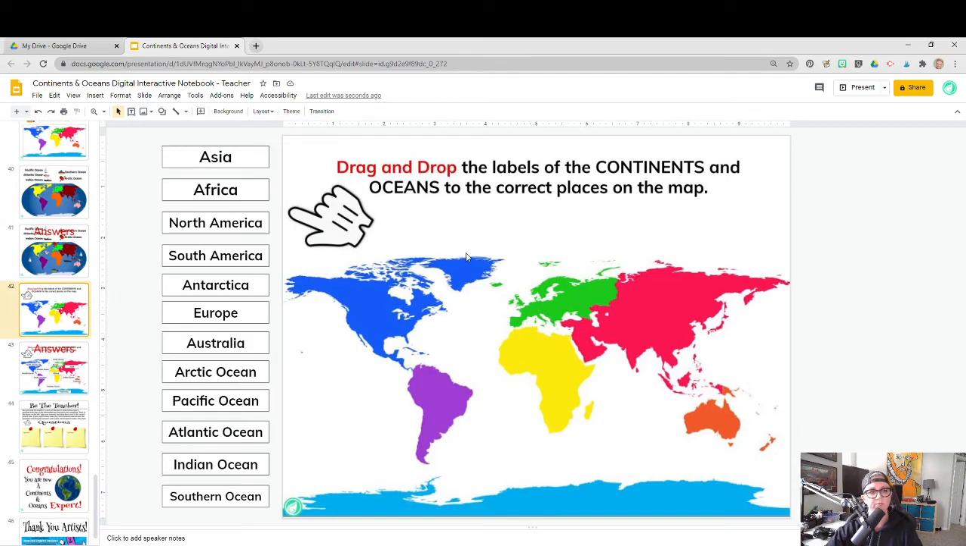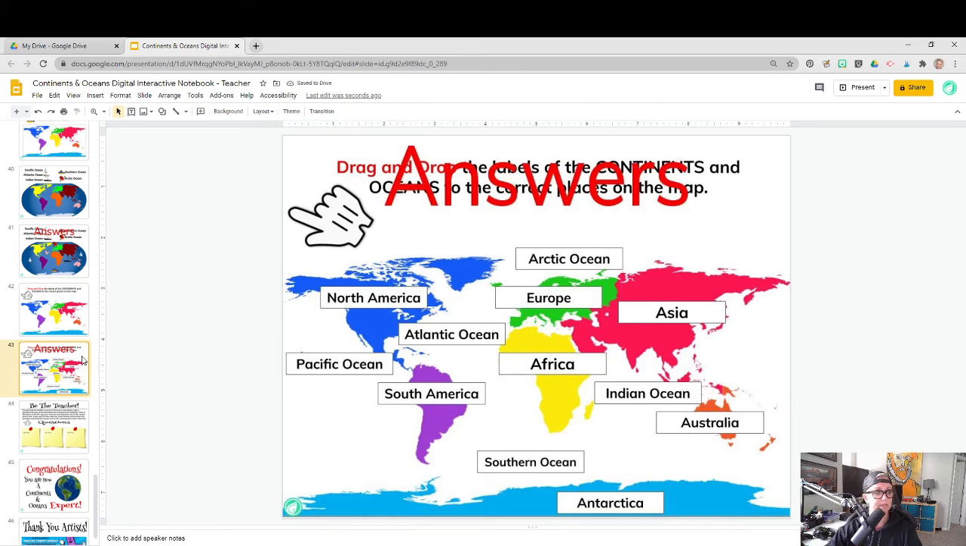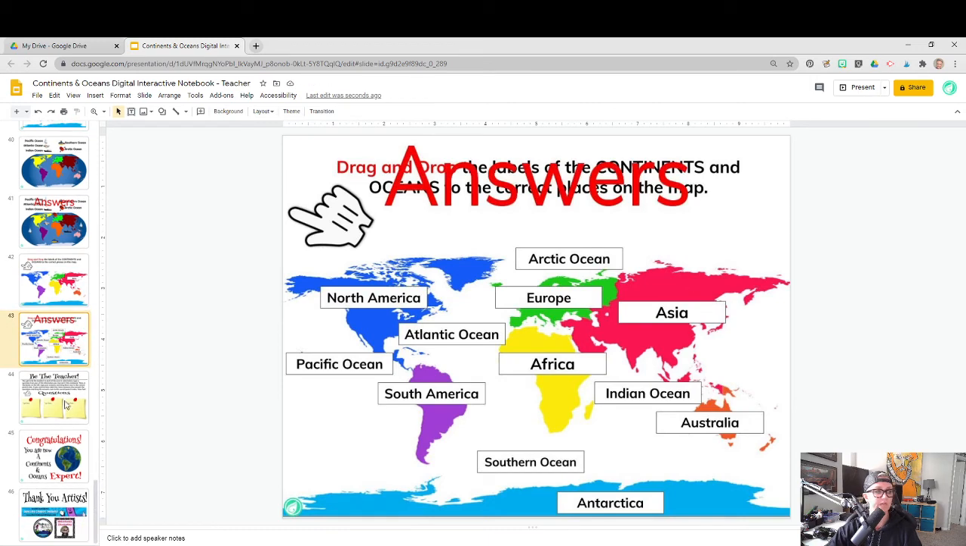And here, kind of wrapping all of this up, we have a drag and drop of the names of all of the continents and all of the oceans. Students would simply just move the box to where it belongs, drag and drop. You've got your answer key here for a quick check.